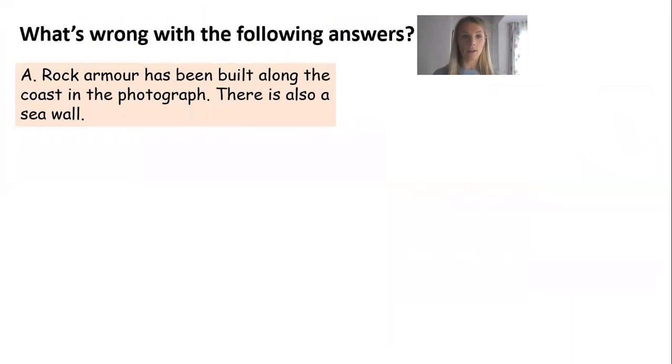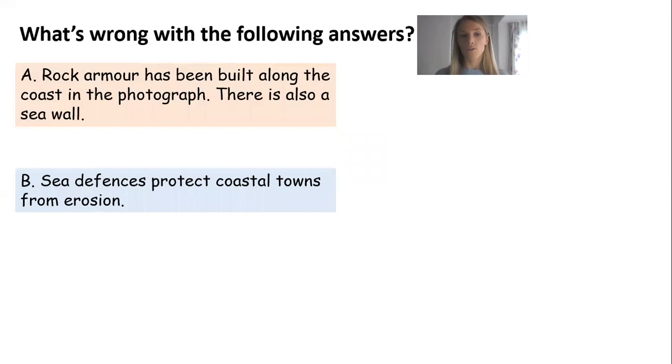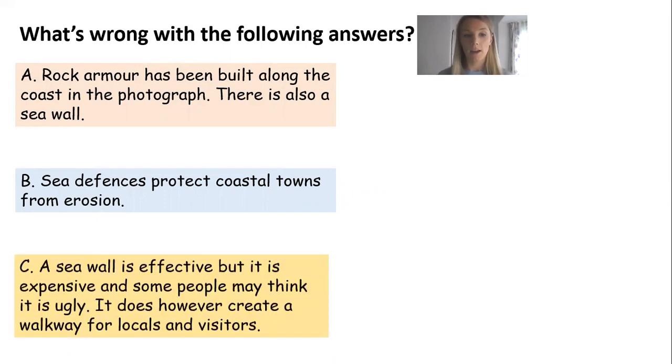So let's have a look at letter A. This student has written, rock armour has been built along the coast in the photograph. There is also a sea wall. Student example B has written, sea defences protect coastal towns from erosion. And student example C has written, a sea wall is effective, but it is expensive, and some people may think it is ugly. It does, however, create a walkway for locals and visitors.